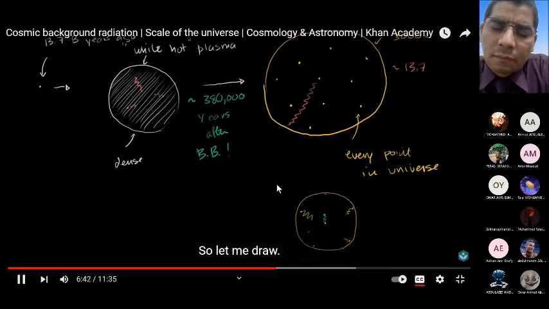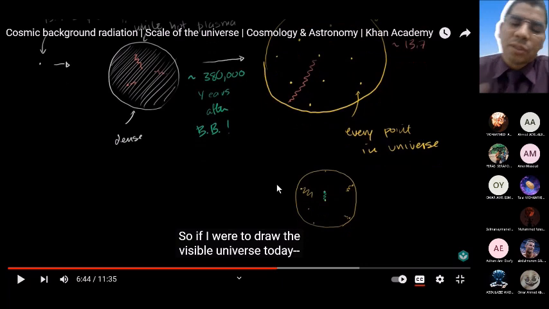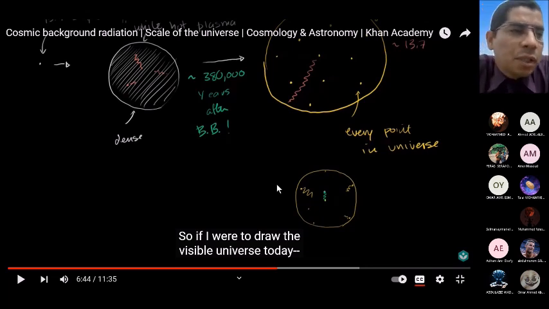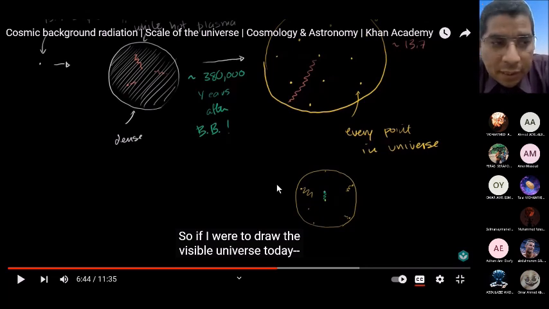So let me draw. If I were to draw the visible radiation, the photons of these atoms take about millions of years to reach us. So this light that you see from the sun may take millions of years to reach the Earth, because it's the only star in the vacuum, in space, and there are millions of light years.